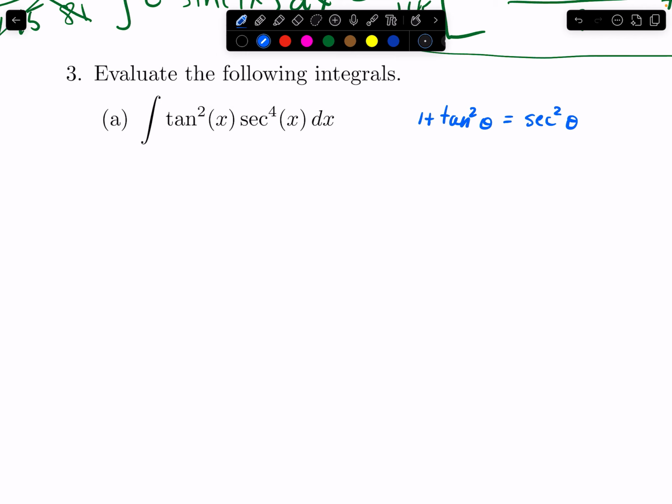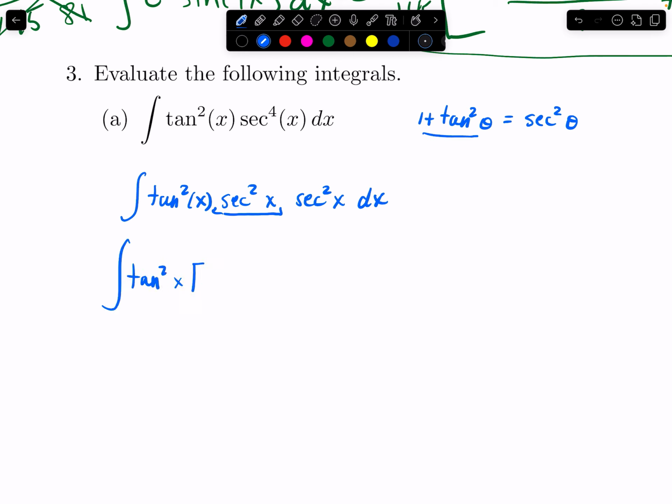All right, so let's pull off a secant squared for our tangent. So we're going to write this as tangent squared x, secant squared x, and then we pulled off one of these secant squareds because we're going to do a u substitution on tangent. We are going to replace this with what it is in terms of tangent. So now we have tangent squared x, parentheses, 1 plus tangent squared x, times secant squared x dx.